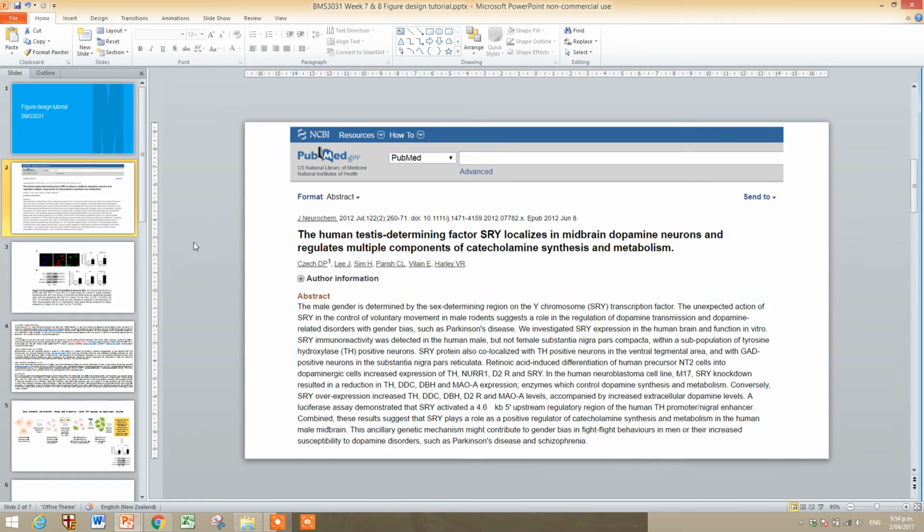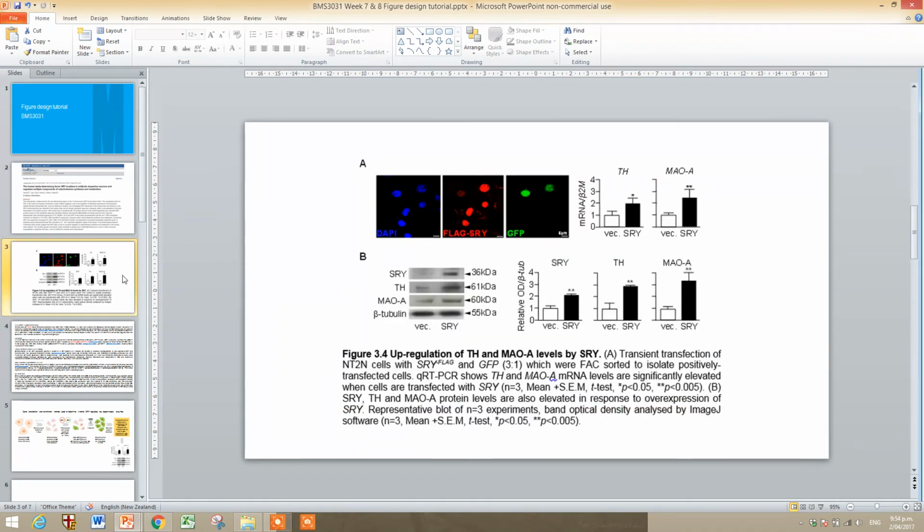I've chosen one of my own here, and you've read through it and you found an experiment or a result that you think is really important to their research. And you now want to turn that into a figure which explains how it was performed and what the results were.